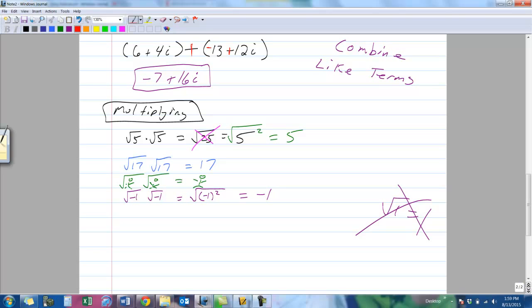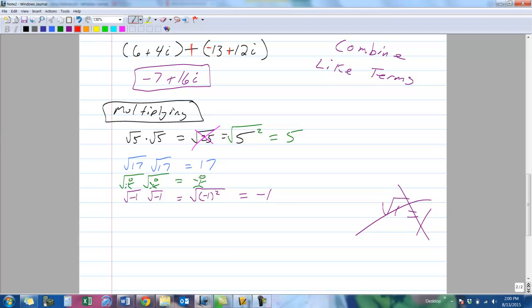Right? You can even see it with stick dude. Root stick dude times root stick dude is stick dude. Well, what if stick dude is negative? What if stick dude is negative 5? Root negative 5 times root negative 5 is still going to be negative 5. The negative is still going to come out when you're using radicals.